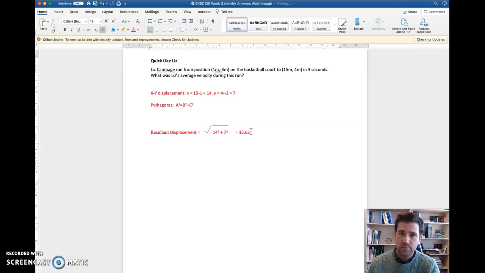15.65 as our displacement. So Liz has run 15.65 meters in 3 seconds. So we can simply put that into our velocity equals displacement over time calculation and get 6.25.